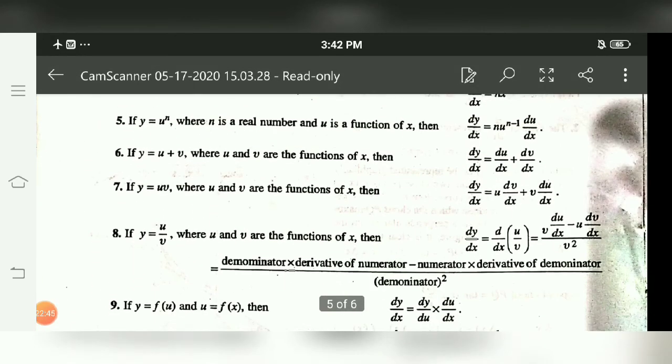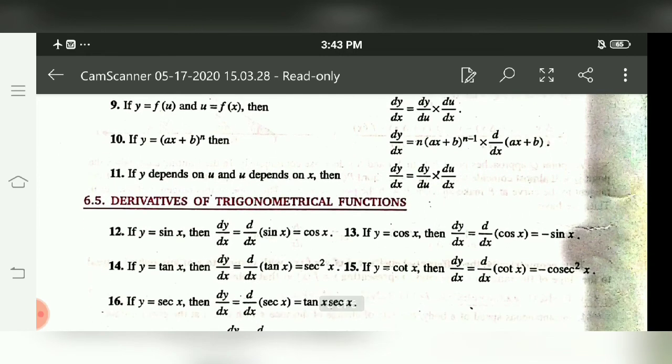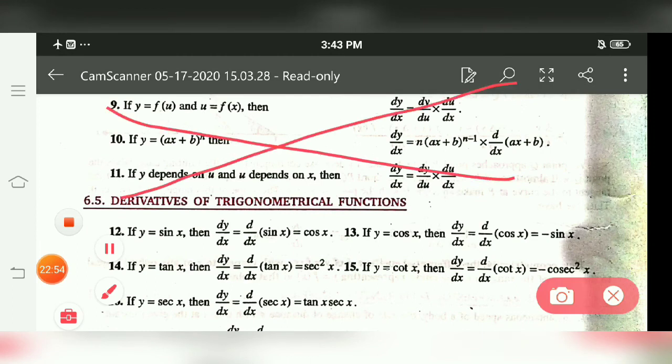So in this way you can solve a u by v term. For now you need not do this quite complicated. You will do a chapter related to differentiation in plus 2 maths.